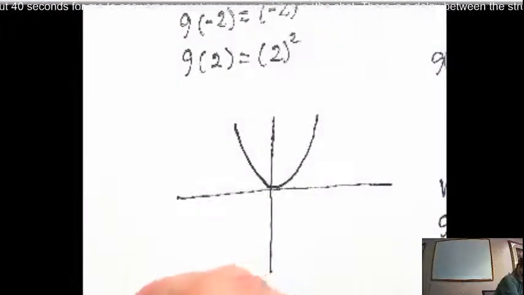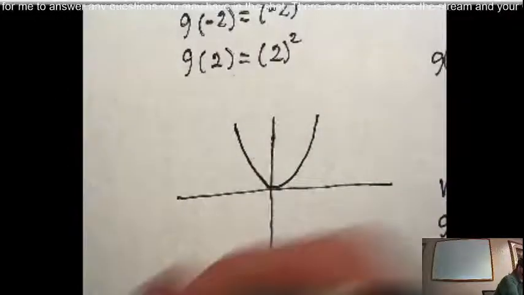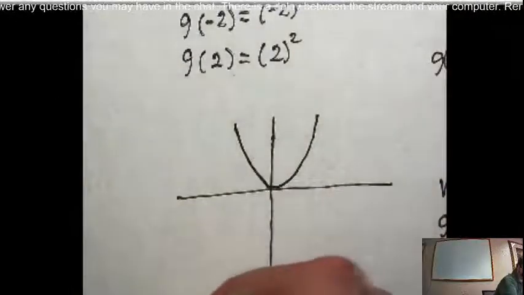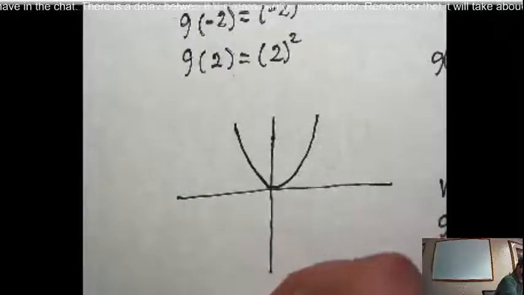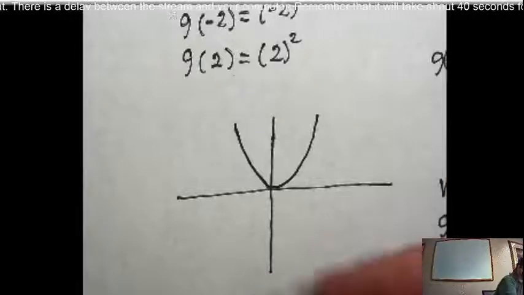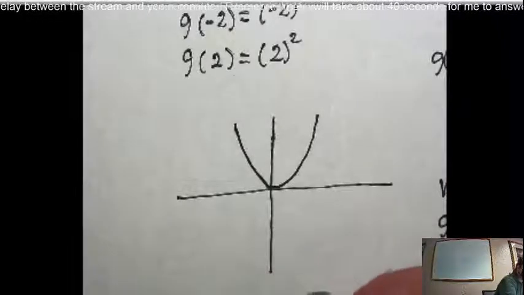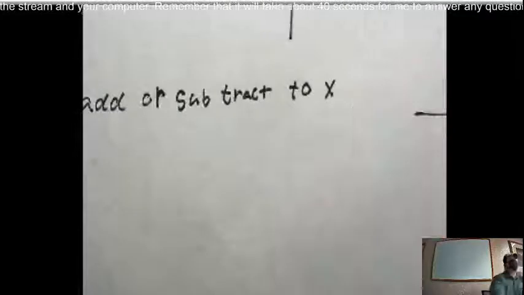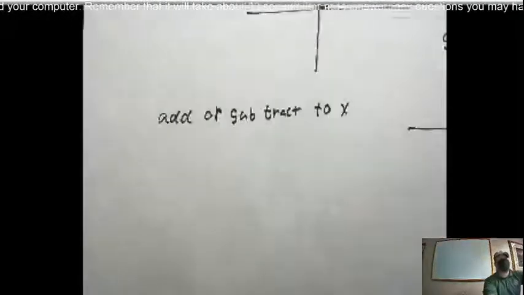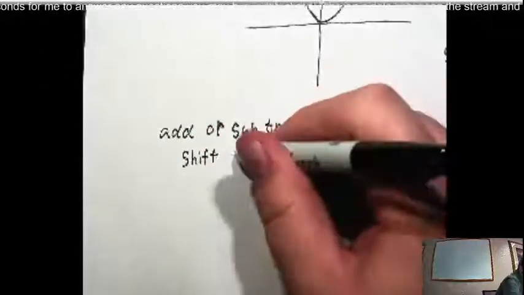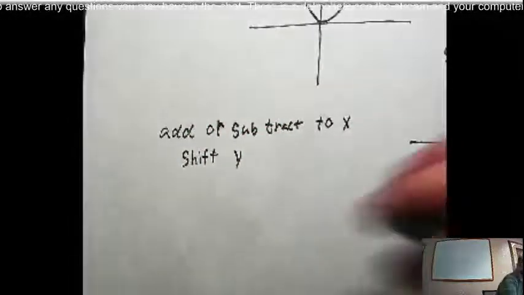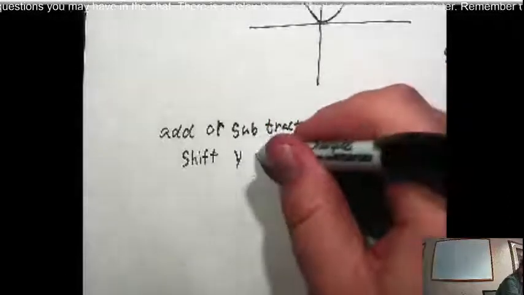If we add to x or subtract from x, whoops, that's zoomed in, isn't it? If we add or subtract to x, then it will shift y, or shift our graph, up or down.